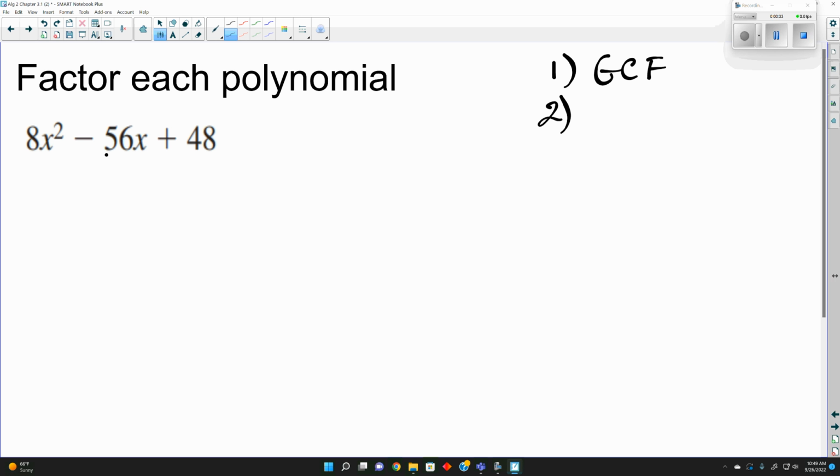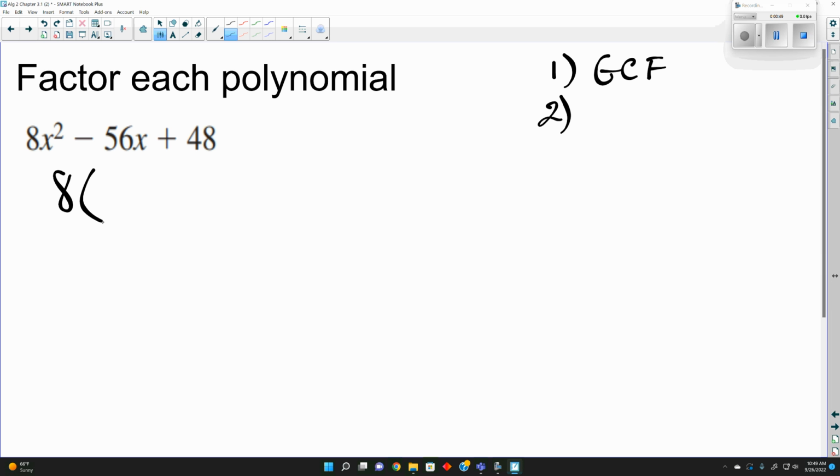So 8 goes into 56 7 times, and 8 will go into 48 6 times. So here the greatest common factor is 8. And we always want to look for the greatest common factor. We want to look for the biggest one that will go into all three.